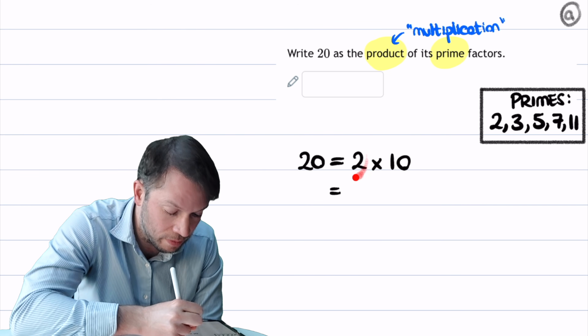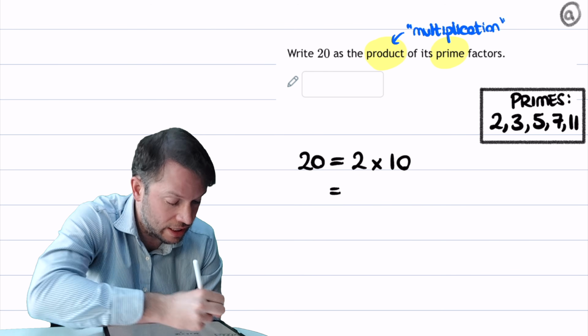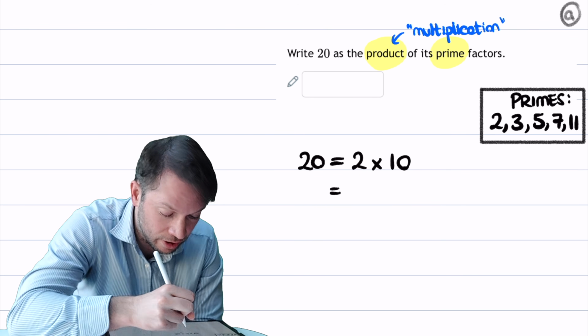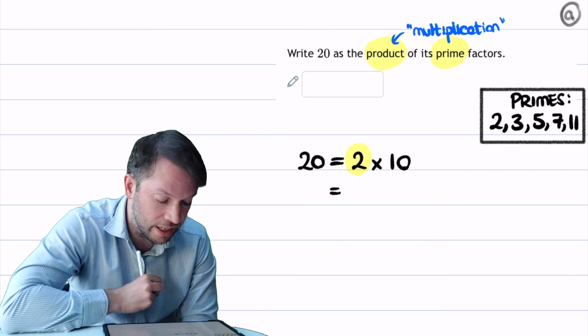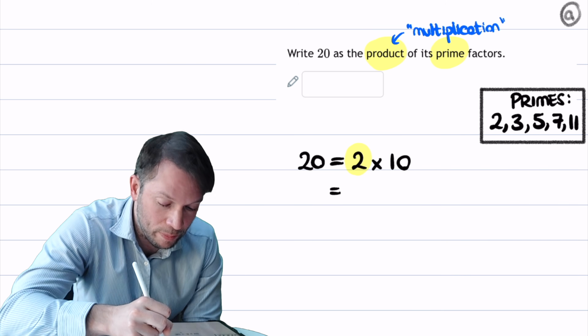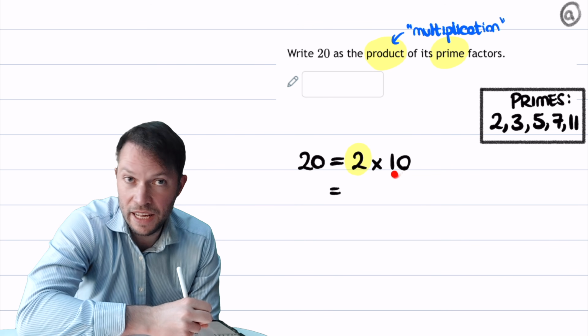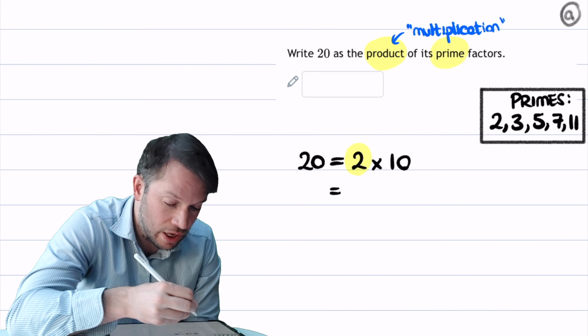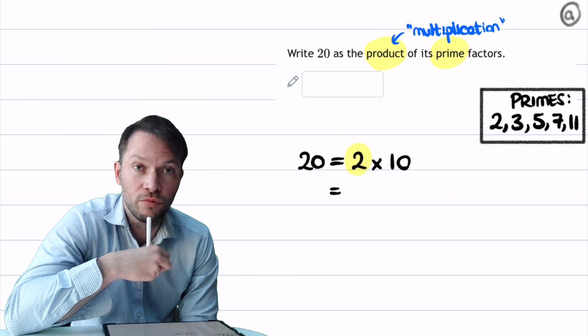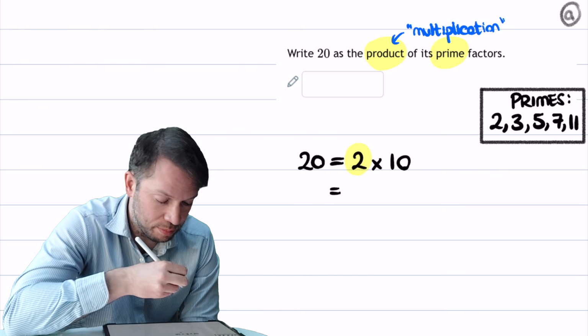Now, let's look at 2. Is 2 a prime number? Yes, it is. It's in our list of primes. So I'm just going to highlight it, just say it's a prime number. What about 10? Is that a prime number? No, it's not, because it has factors of 2 and 5, for example. So what I need to do now is to write 10 as a product of its prime factors.